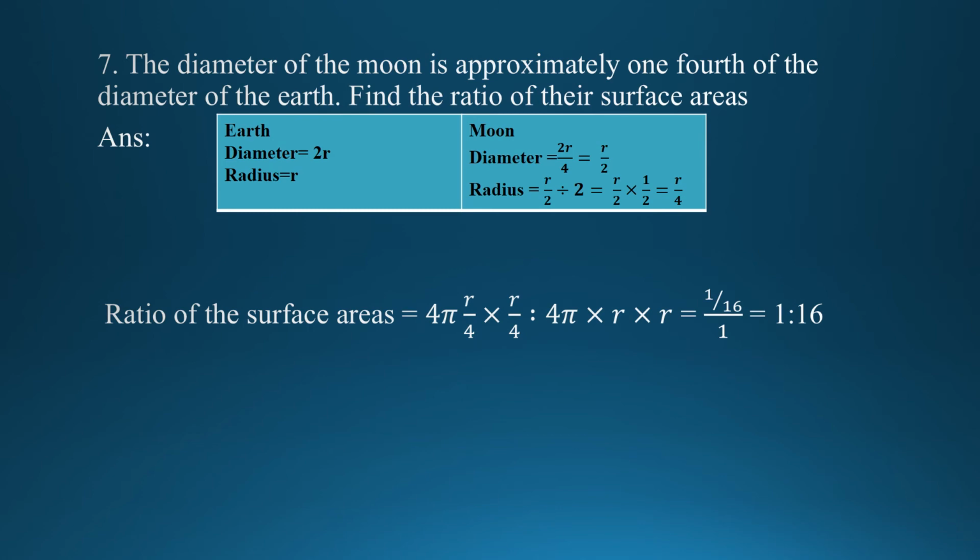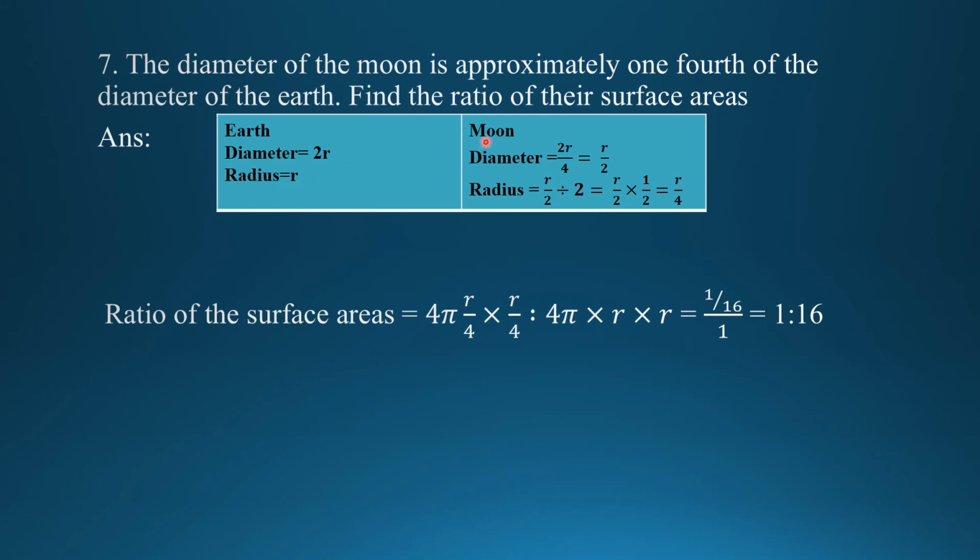Question number 7. The diameter of the moon is approximately 1/4 of the diameter of the earth. Find the ratio of their surface areas. We are given the connection, that is diameter of moon is 1/4 of the diameter of the earth. So let us take earth's diameter as 2r. Therefore, radius of the earth will be r.